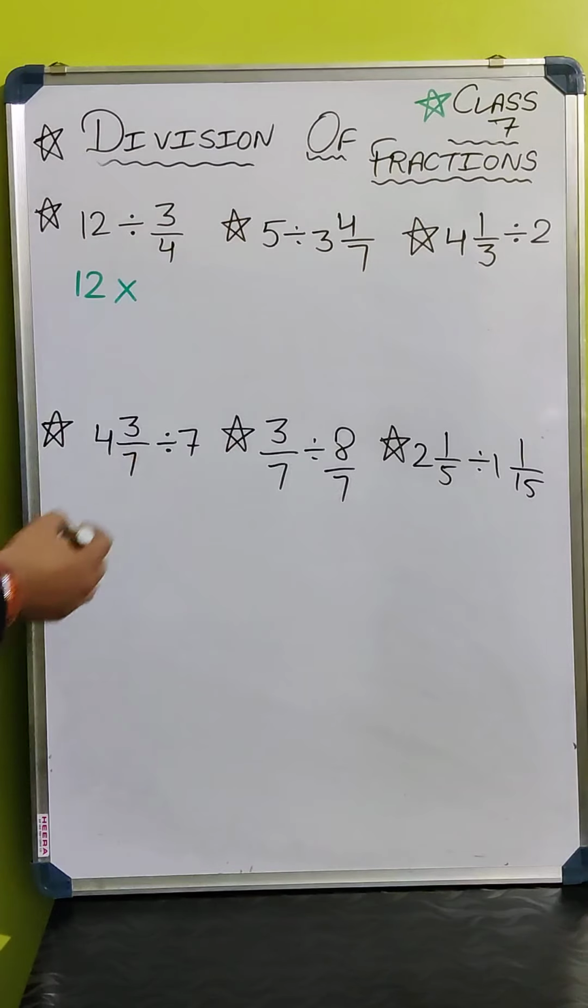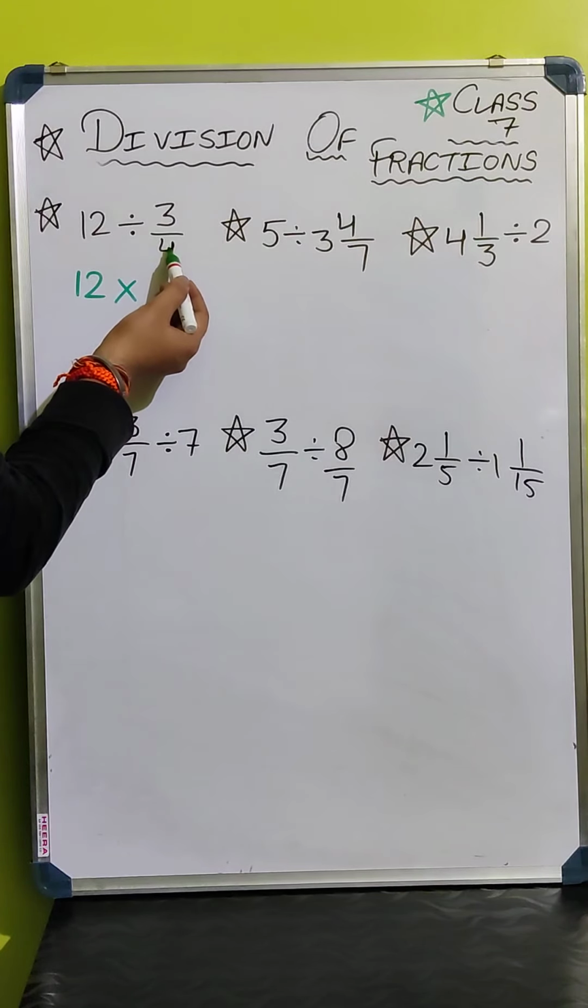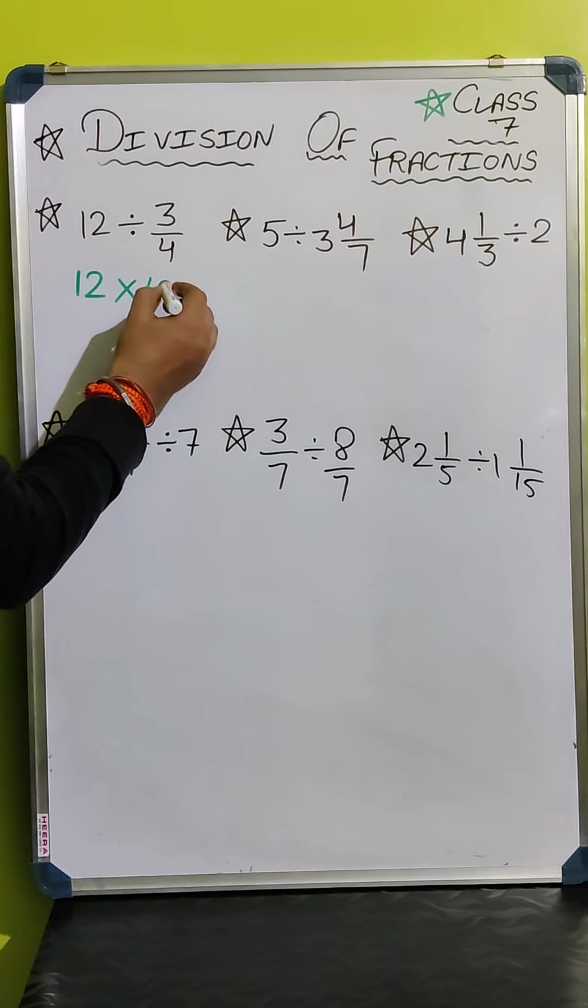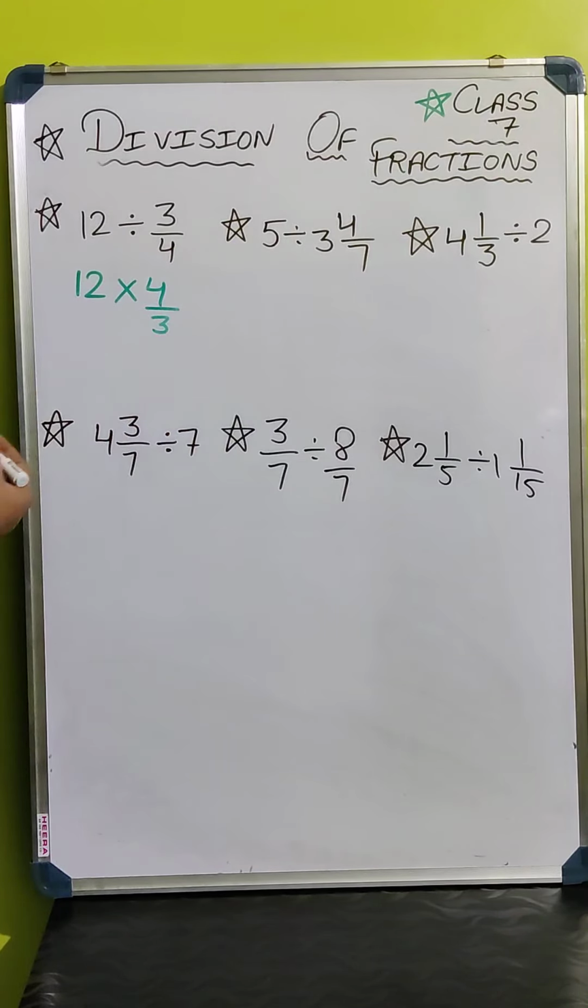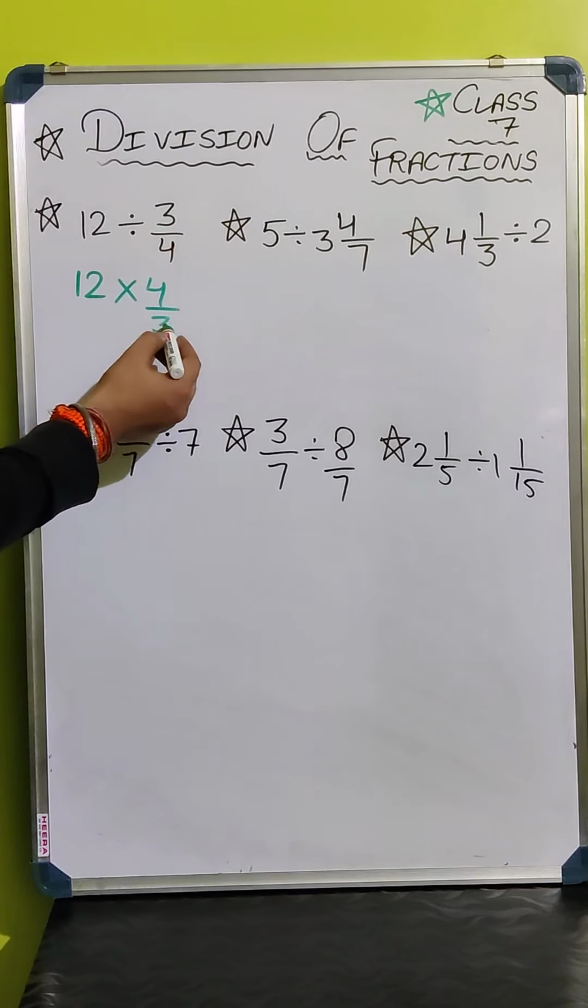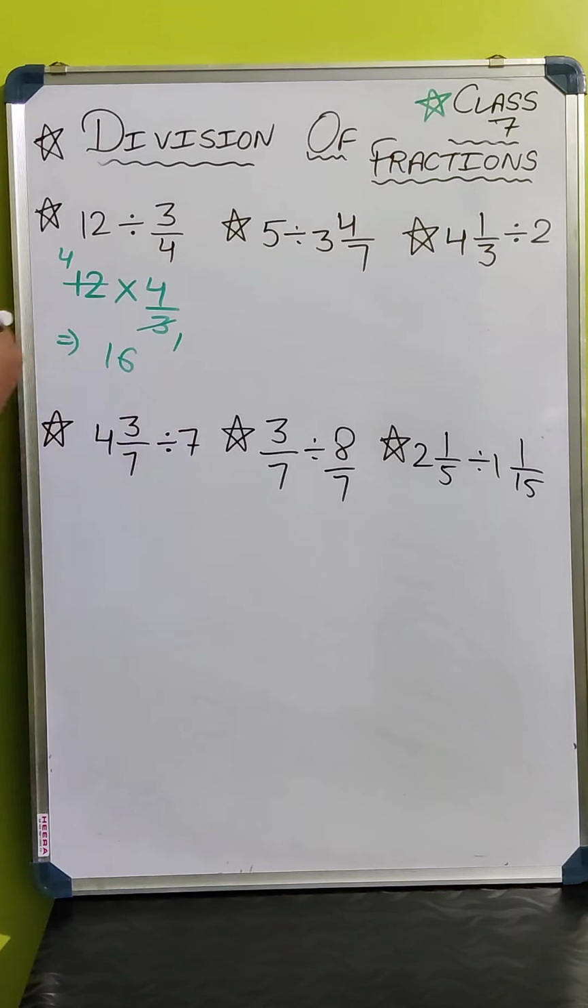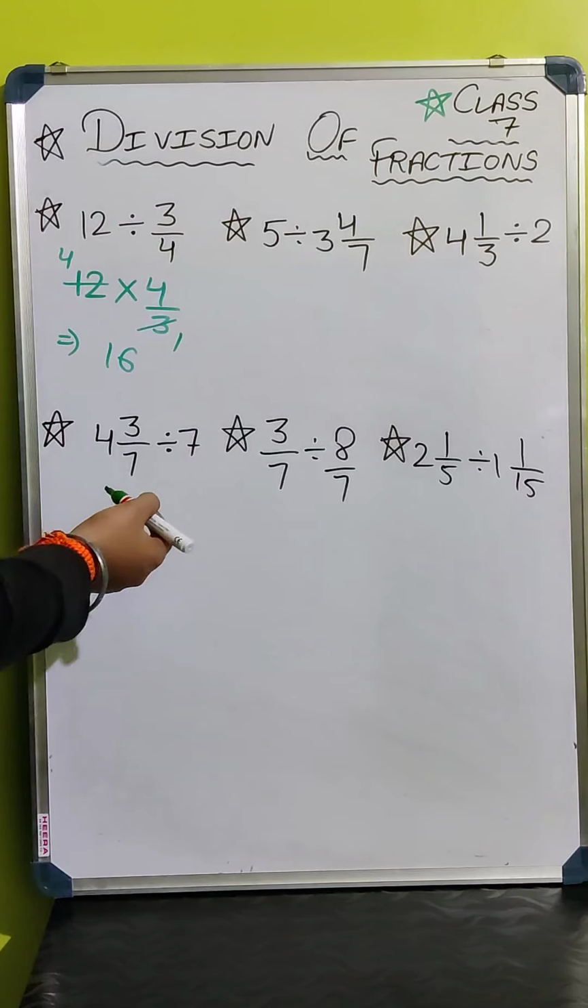So I will write 12 multiplied by... you have to take the reciprocal. What is the reciprocal of 3 by 4? It will be 4 by 3. Now you can write it out, or directly multiply, or cancel the terms. 3 1s are 3, 3 4s are 12. So the answer is 4. So 4 is a whole number. Okay, now comes the next part.